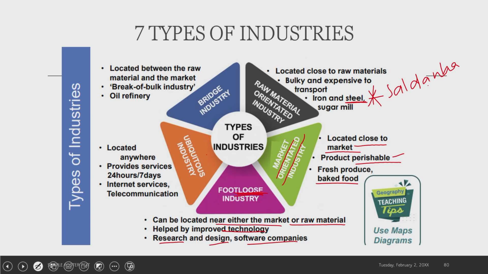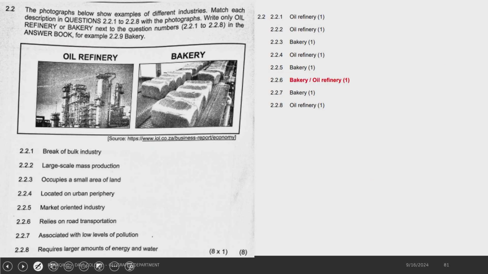Your ubiquitous industries, on the other hand, are also located anywhere and almost everywhere. However, they need to be close to their customer base because they rely on their market in order to succeed. But because they are more low order goods, you can find them in almost any town. They provide services 24 hours, 7 days: internet services, telecommunications, your MTNs and Vodacoms, you see those types of industries. So here we've got an example of an oil refinery and a bakery.